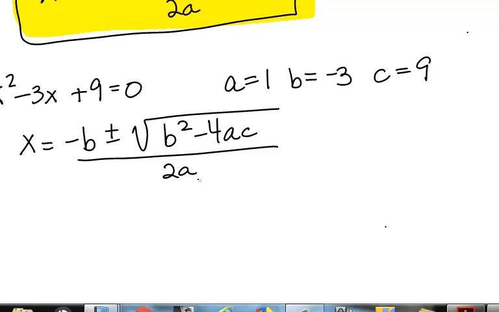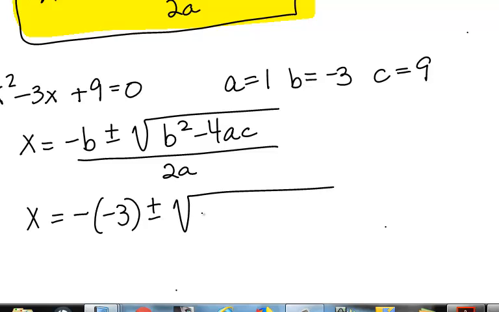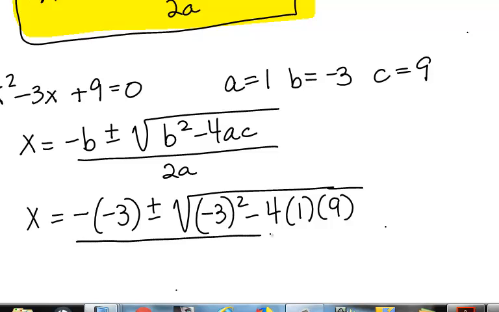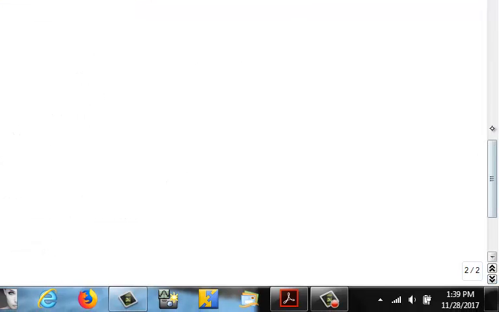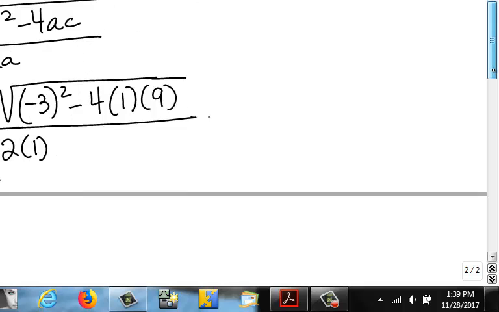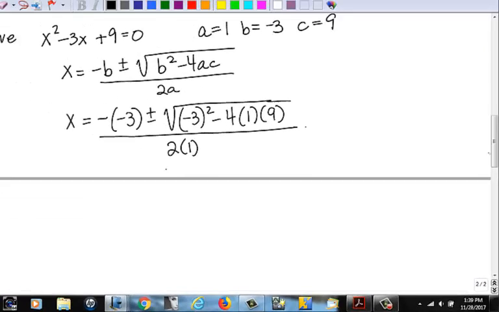First step ought to just be, after you write it down, just sub in. Don't do any simplifying. So you'd have x equals the opposite of b. So don't simplify it, just sub in first, then do the 3 on the next step. Plus or minus the square root of negative 3 squared minus 4, a is 1, c is 9, all over 2 times 1. Okay, subbing it in. Now simplify.